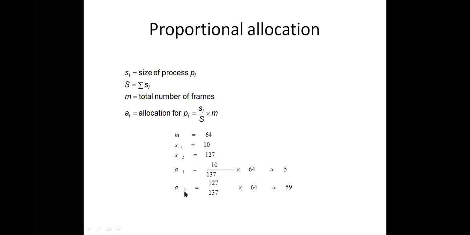Then what about a2? a2 means the allocation of frames to the second process. So size of the process divided by total size. What is the size of the second process? Follow the cursor. The size of the second process is 127. So 127 by the total size, 10 plus 127, 137, into the total number of frames, M, 64. So approximately 59. That means the small process P1 will get 5 frames and the big process P2 will get 59 frames. That is called proportional allocation.